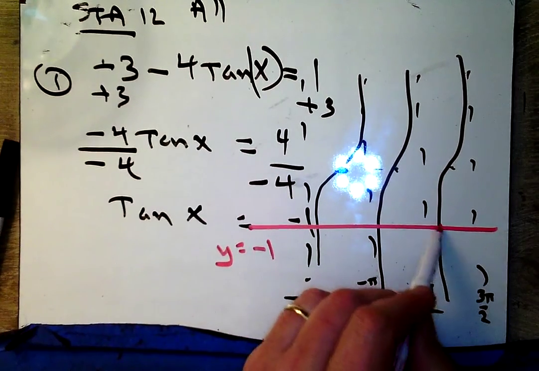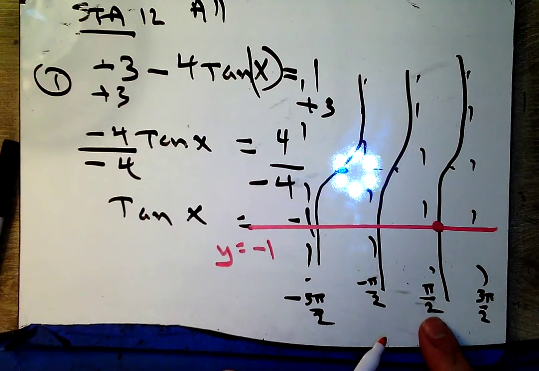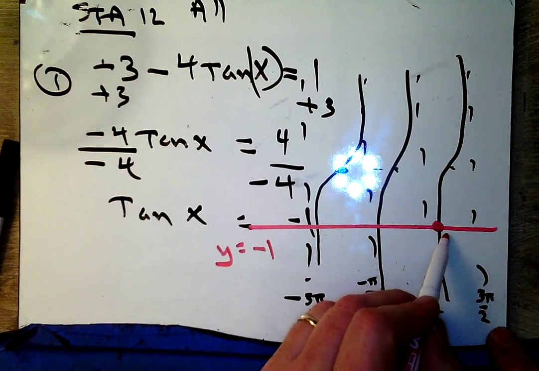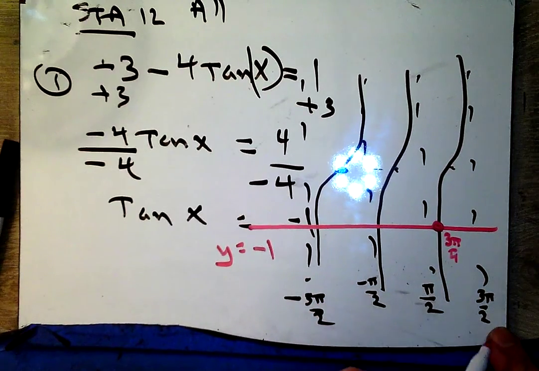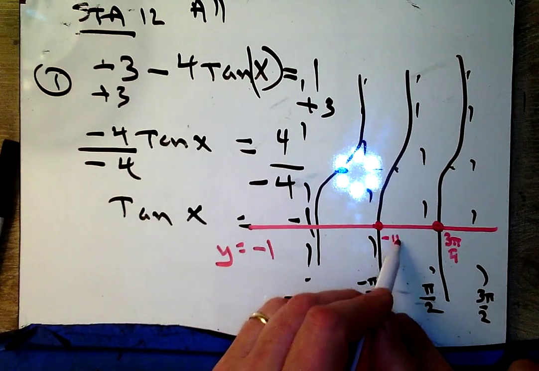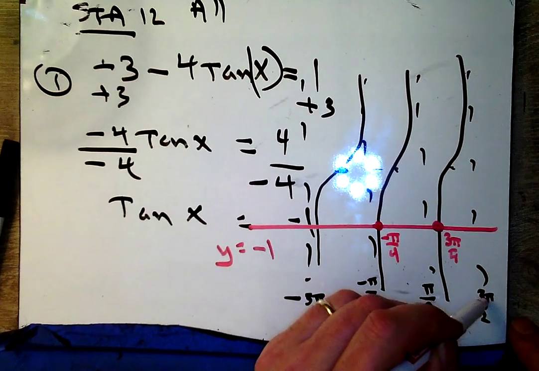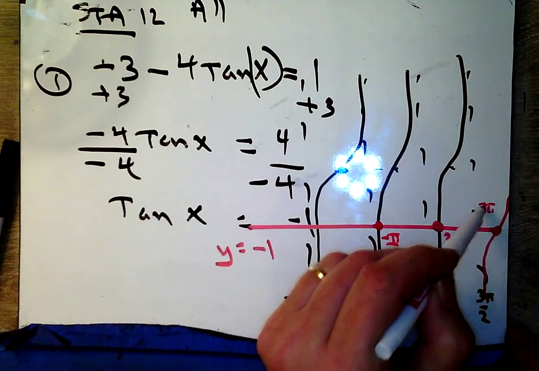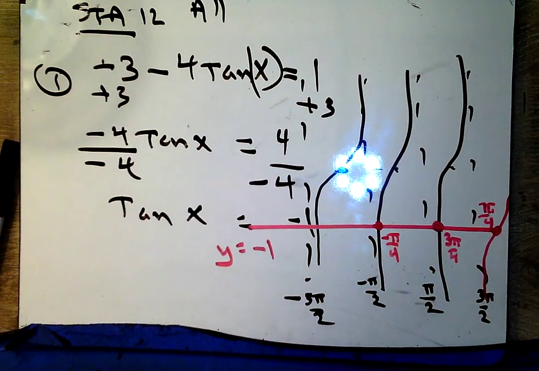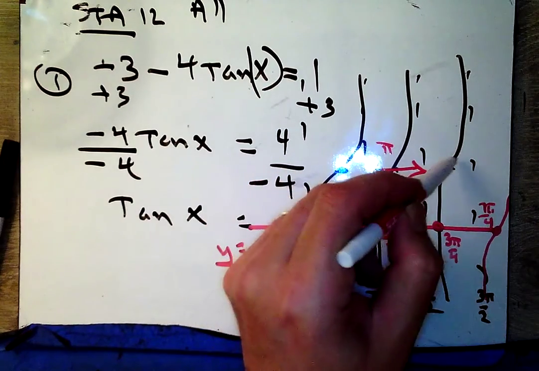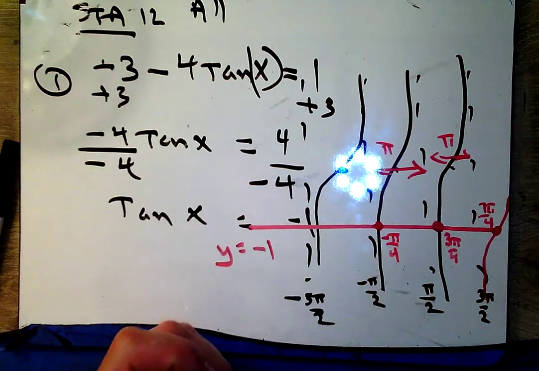Well, I see a point of intersection here, somewhere between pi over 2 and 3 pi over 2. And that answer was 3 pi over 4. And then there's this other one here at -pi over 4. In fact, if I draw another period of tangent, I get this one here at 7 pi over 4. How far apart are all of these solutions? Well, they're all one period apart. The period for tangent is pi. These are all pi apart from each other.